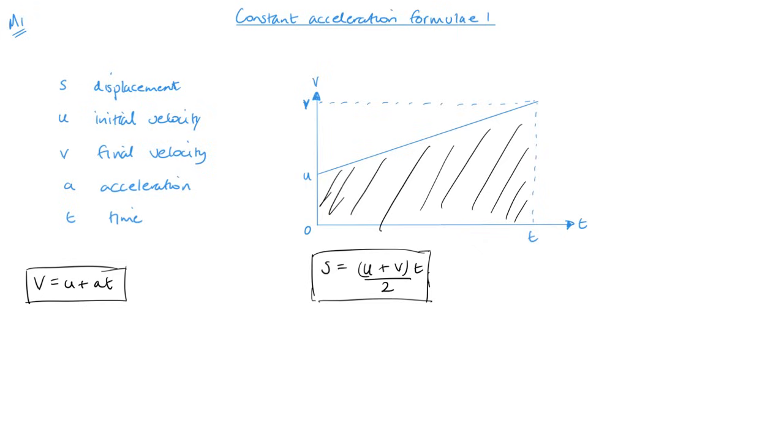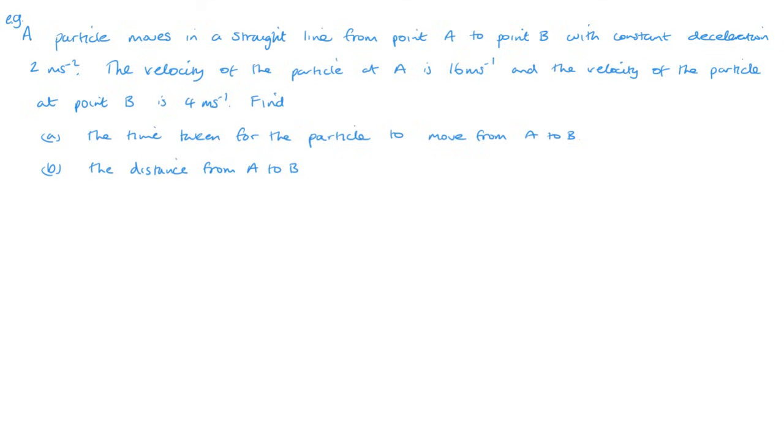So it's just these two formulae that we're going to deal with first. And then in the next video, I'll show you how we get the additional formulae. But let's look at how we use these now in a question. So here's our first example. A particle moves in a straight line from point A to point B with constant deceleration of 2 meters per second squared. Velocity of the particle at A is 16 and the velocity of the particle at B is 4.